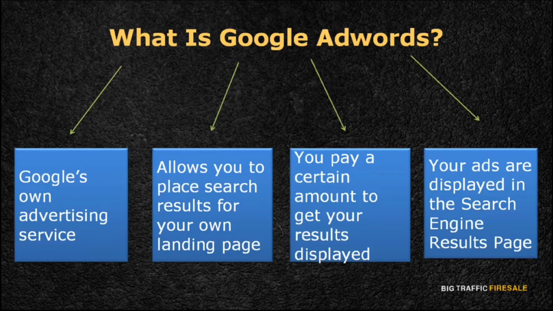So what is Google AdWords and how do you utilize it to generate traffic? Google AdWords is Google's own advertising service which allows you to place search results for your own website or landing page. The search results for your product or service will appear on the search engine results page, the SERP, which you would have to pay a certain amount to get your results displayed.